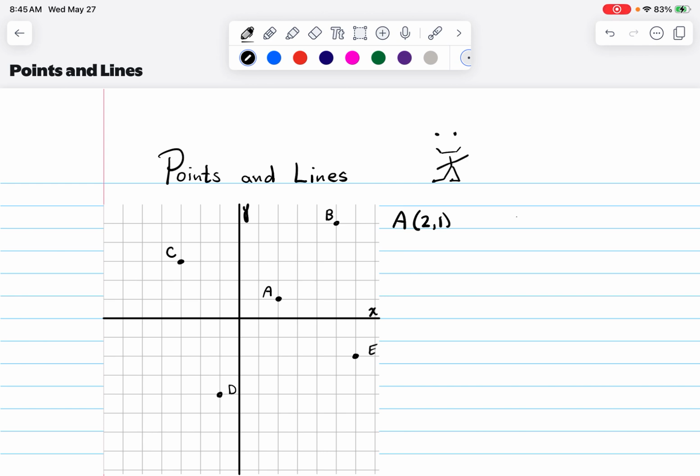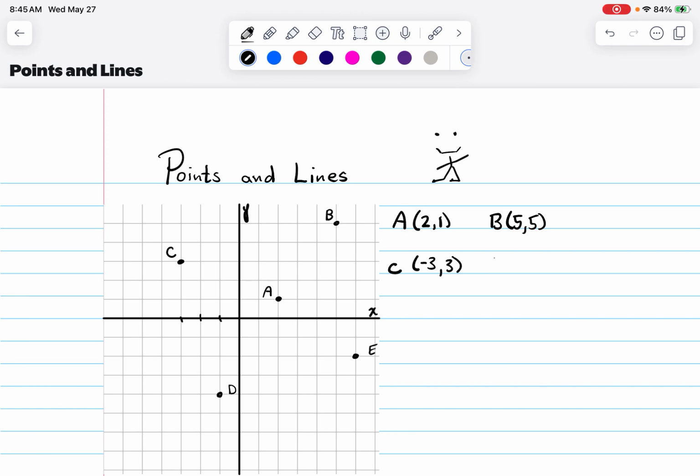And notice that both coordinates, the x and the y coordinate, are both positive. Now, what about B, that point B? Well, here I'm going to go over 5, 1, 2, 3, 4, 5, and then up 5, 1, 2, 3, 4, 5. So that point right there would be (5, 5). Okay, now let's look at C. I'm going to go over 3 to the left. If I'm going 3 to the left, that's going to be a negative, but then I go up 3 for the y. So that's (-3, 3).